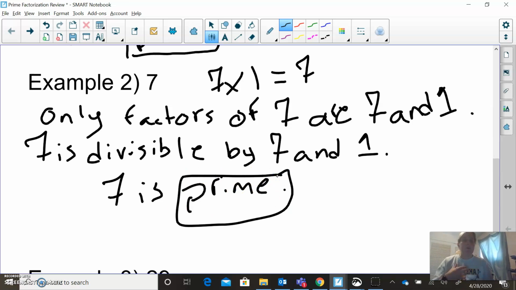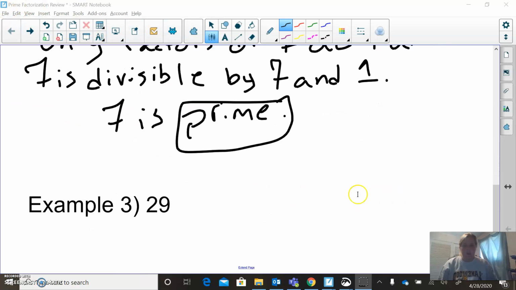Another prime number would be 5. The only thing that you can multiply to get to 5 is 5 and 1. Another example of a prime number is 29. As you see, these are all odd numbers. Not every odd number is prime, but every prime number will be odd except for 2.